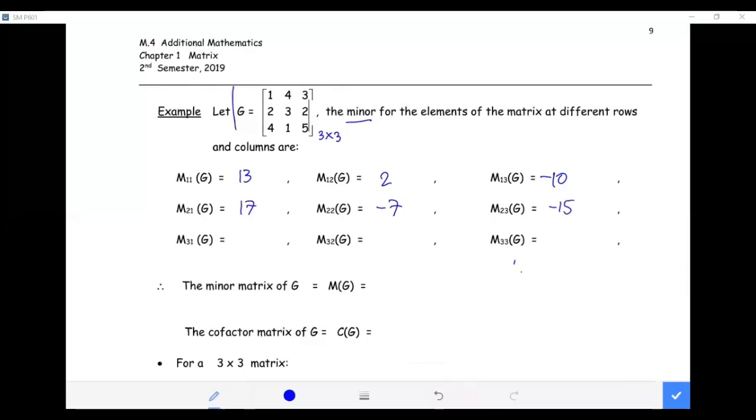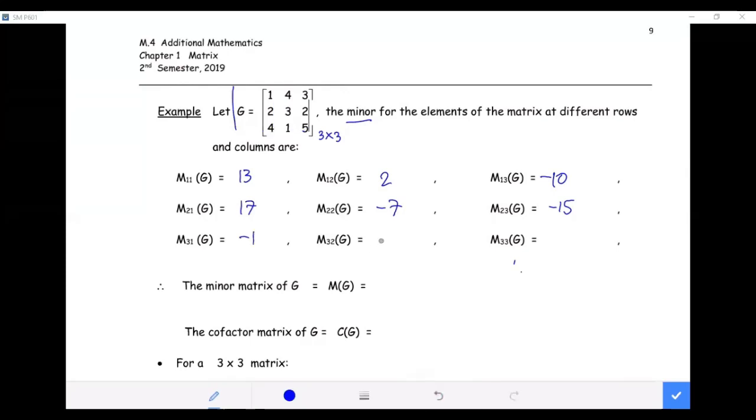So easy. Next one, 3, 1. Row 3, column 1. And then do it. 4 times 2 is 8. 3 times 3 is 9. 8 minus 9 is minus 1. Write it down. Minus 1.